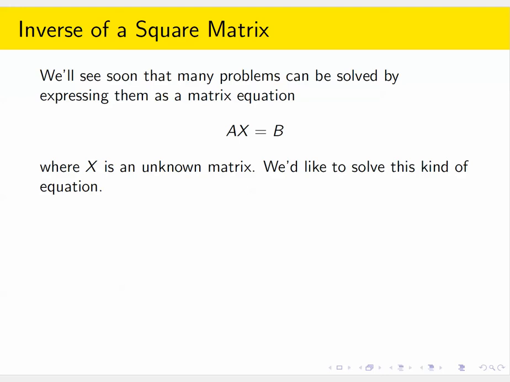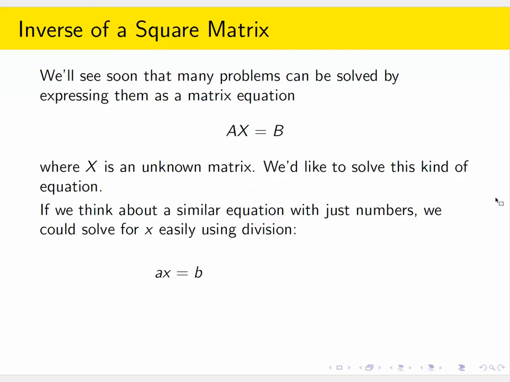Now, if these were all numbers, then it would be pretty simple. We could solve for x in the equation ax equals b just by using division. We could divide both sides of that equation by the coefficient a. That allows us to cancel the a's on the left side, giving us x isolated on the left side, so x is equal to b divided by a.